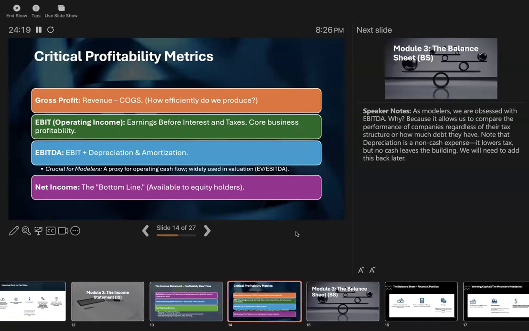So, critical profitability metrics. Like I said, the income statement helps you to understand the performance of the company. You can come up with key metrics that help you determine whether the company is performing well or not. You have your gross profit margin, which is basically revenue less cost of goods sold. How efficiently do we produce?